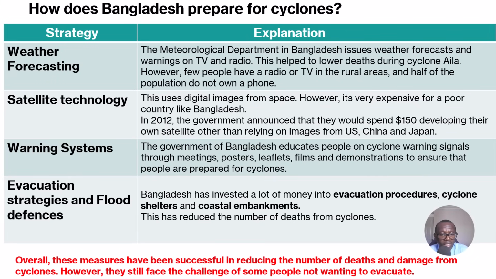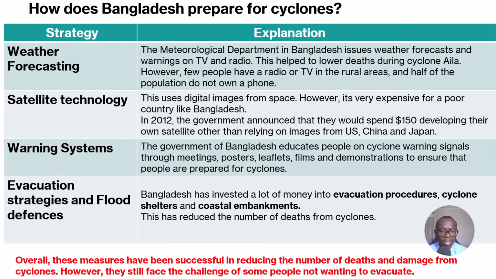Then we have satellite technology, and this obviously is very expensive technology, and Bangladesh have to rely on satellite images from the US, China, and Japan. However, having said that, in 2012, the Bangladeshi government did announce that they were going to spend over $150 million developing their own satellite technology so that they can be able to monitor these cyclones themselves.